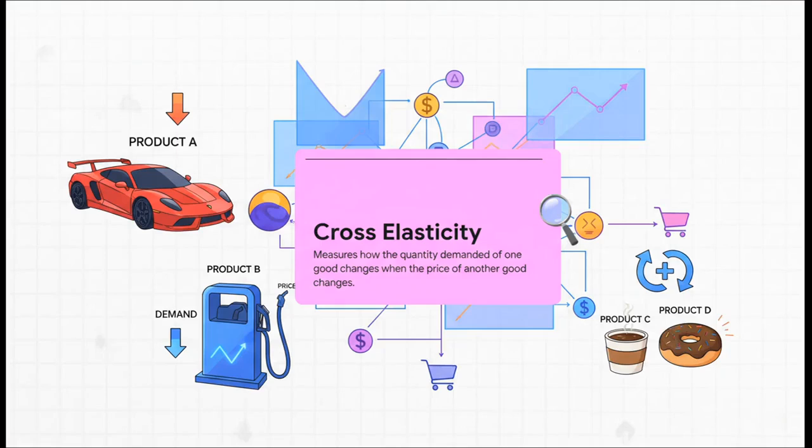And then, of course, you've got necessary goods where your demand pretty much stays the same no matter what. All right, next up, cross-elasticity. This one measures how the demand for, let's say, product A is affected when the price of product B suddenly changes. It's all about how different products relate to each other.